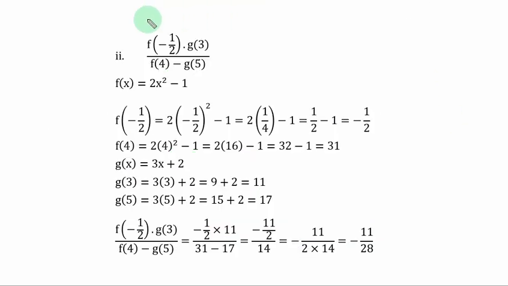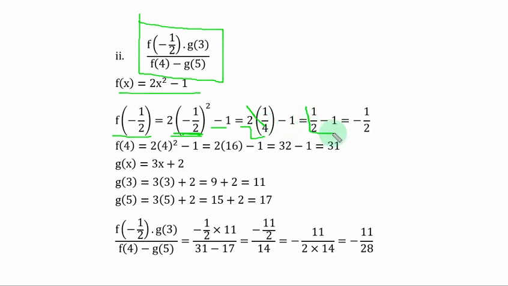Roman figure 2, we are to evaluate this expression. So let's get the respective parts. For the f function, it is this. F of minus 1 over 2 simply means you replace s with minus 1 over 2. Then you square it, you subtract 1. That gives 2 times 1 over 4 if you square this term. If you reduce 2 and 4 by 2, you have 1 over 2 minus 1. That is minus 1 over 2.